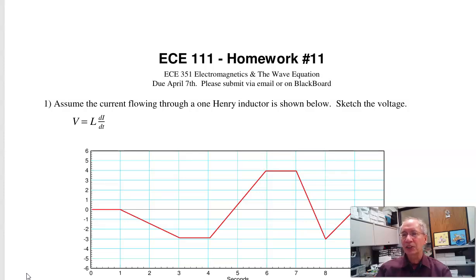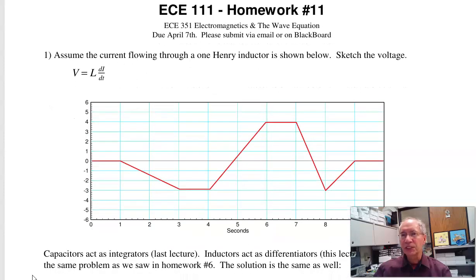When you start adding inductors to an RC circuit, you wind up with second-order differential equations, a thing called the wave equation. So starting out, last week we looked at capacitors. Capacitors are integrators. Inductors are differentiators.